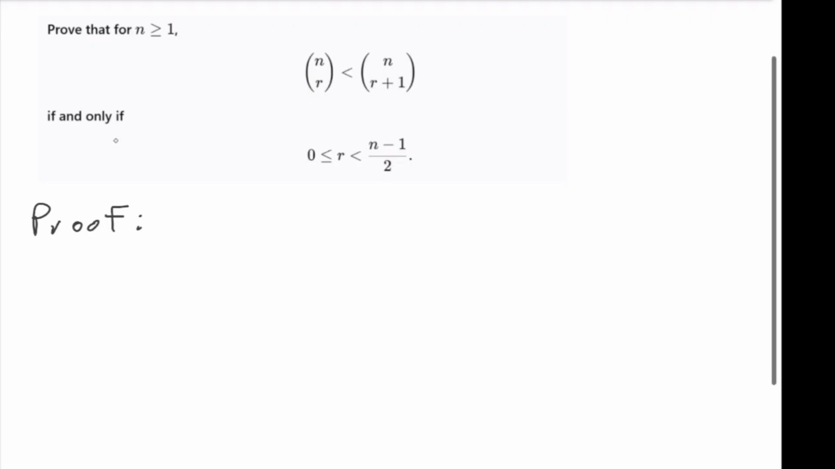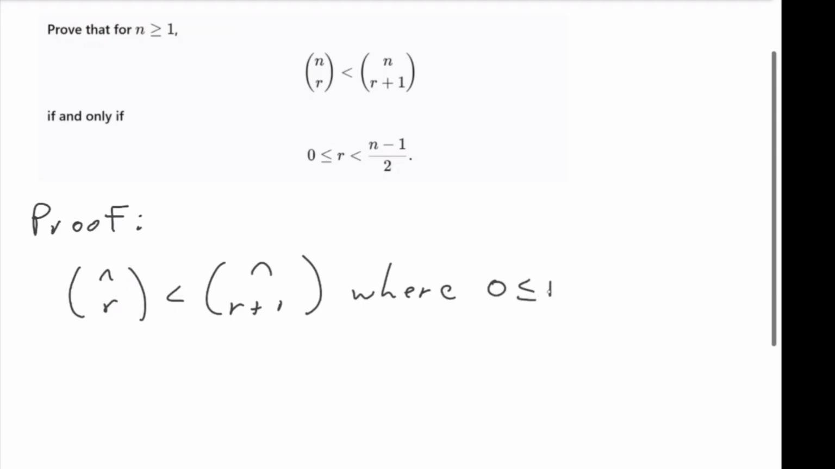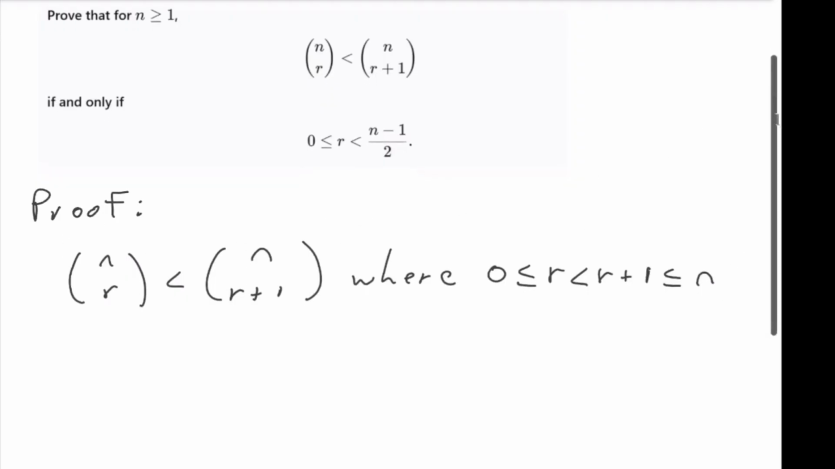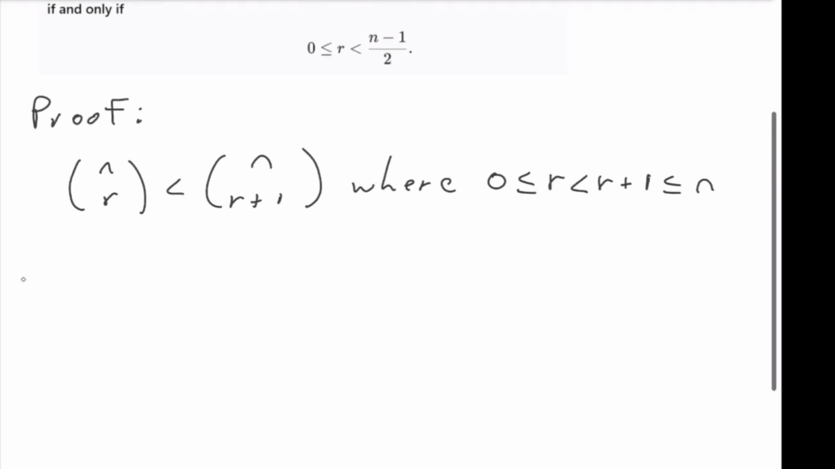We don't have to do P implies Q and Q implies P for this particular proof, and I'll show you why. So let's go ahead and start with assuming n choose r is less than n choose r plus 1, and where by the construction of the choose function, I know 0 is less than or equal to r, which is strictly less than r plus 1, which is less than or equal to n. Okay? Just by the structure. Okay. So, this is true if and only if, right?